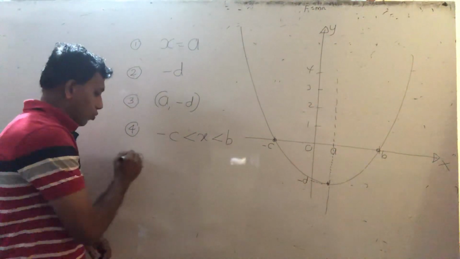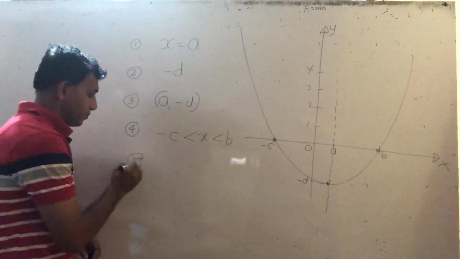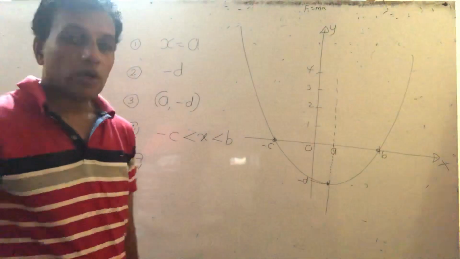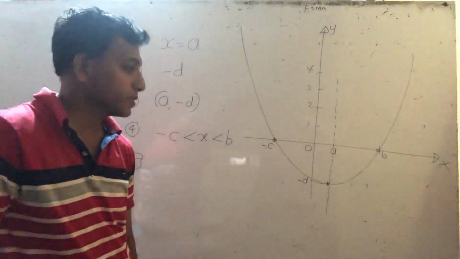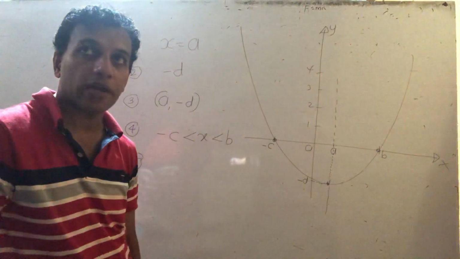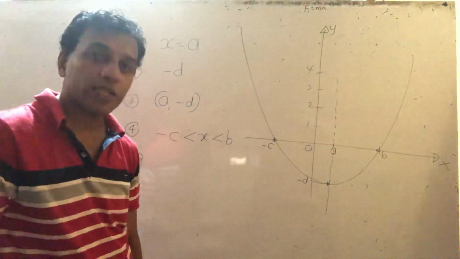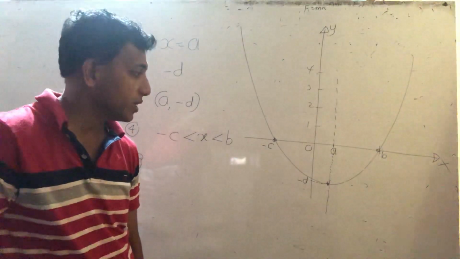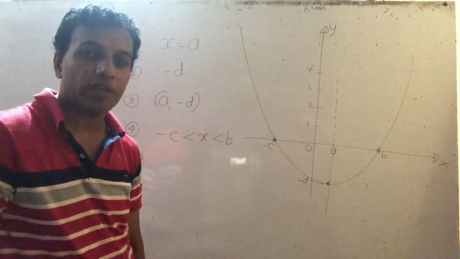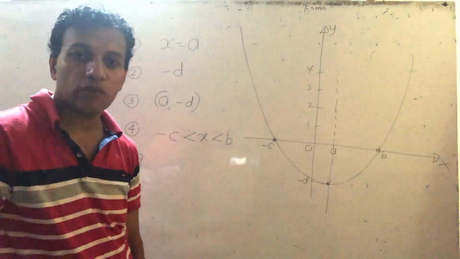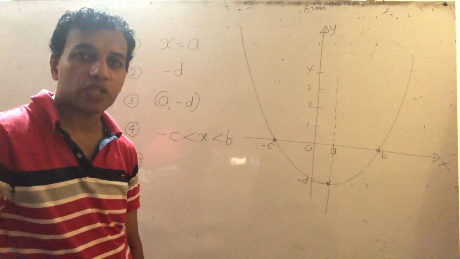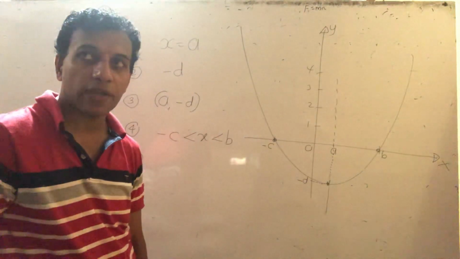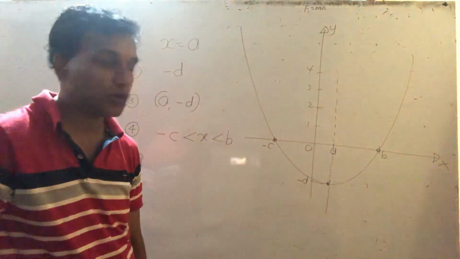Right, next, number 4, fifth one, part 5. Write the range of x where the function is negatively decreasing.